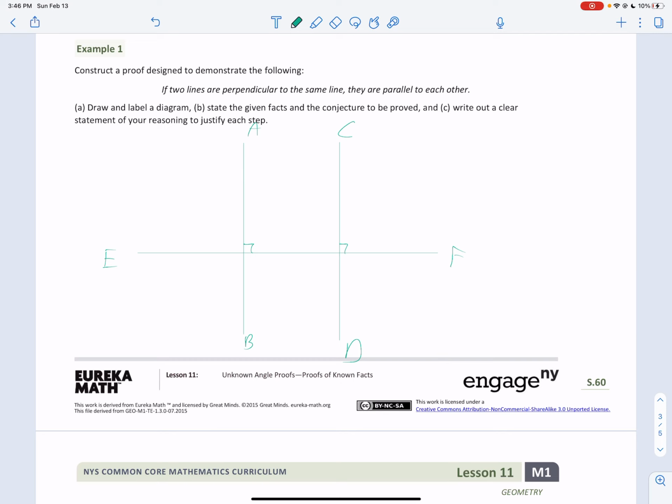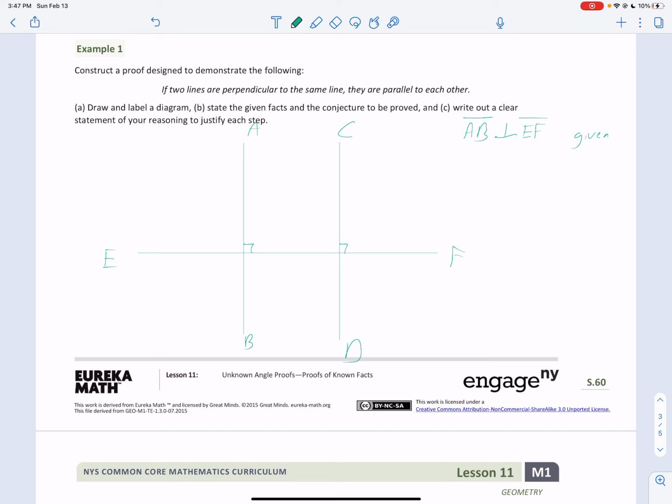So we're going to say that we know we have two lines that are perpendicular to a line. So we know that the line segment AB is, we use this symbol to represent perpendicular. It's kind of like the parallel symbol, but one of the lines looks perpendicular. We know that is perpendicular to EF. They said that we have a line, it's perpendicular to another line, and we did our labels. So that's given.